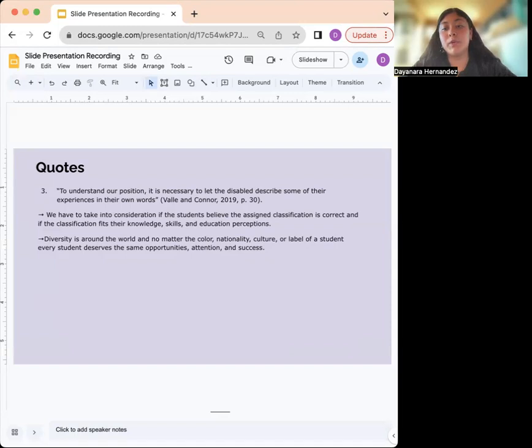Diversity is around the world, and no matter the color, nationality, culture, or label of a student, every student deserves the same opportunity, attention, and success. It's crucial to understand that each student understands and acquires information differently, and every student acquires learning at a different level. And you as a teacher have to try to help all of your students to get to the same level.